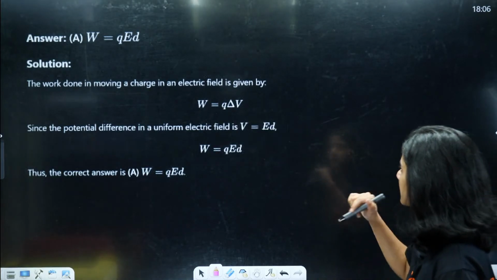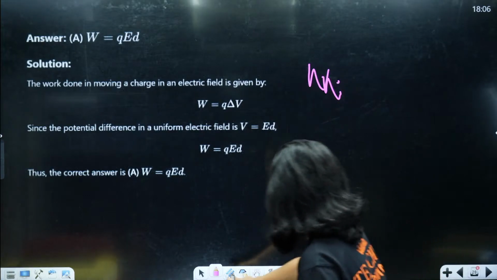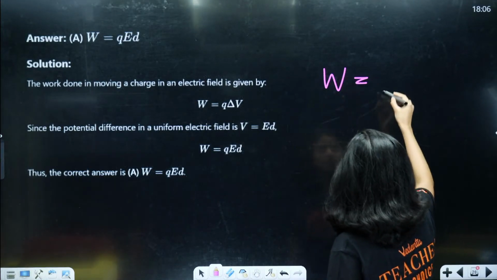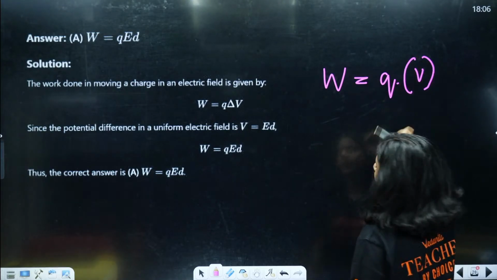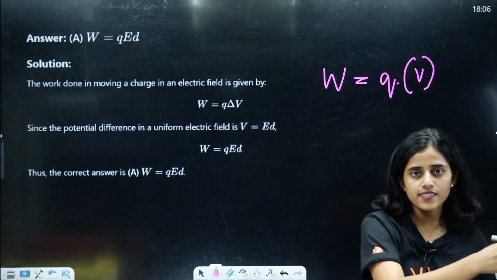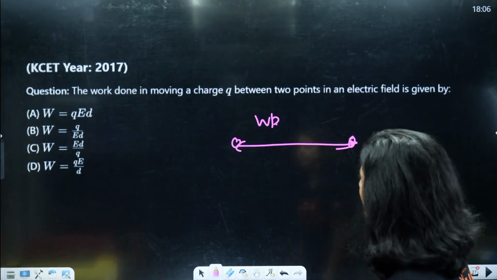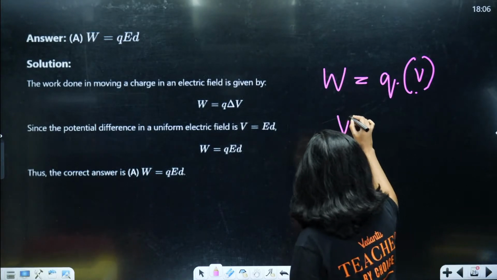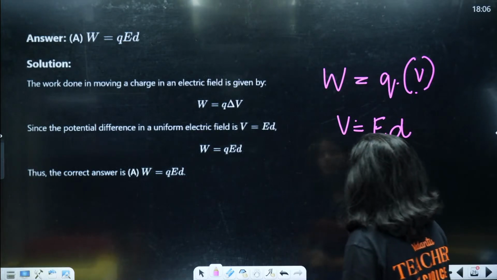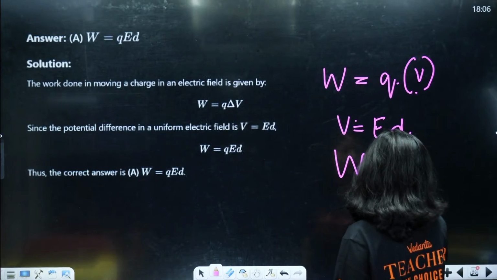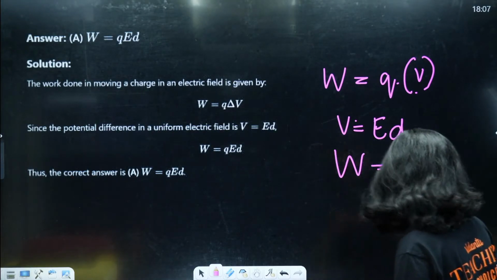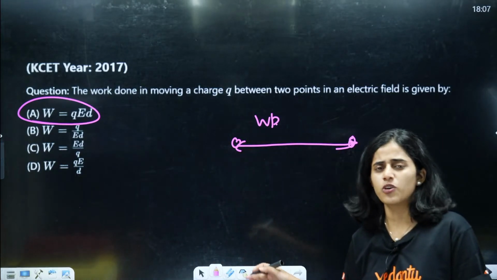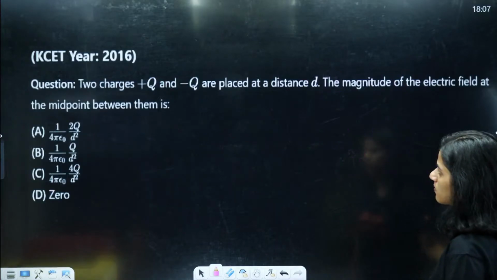So let's say work done is basically q times your potential. So if you're bringing a charge from somewhere else, does it say in an electric field? Okay, that's all. This is just a direct question. Work done is q times v, and v is what? Your electric field into d. So substituting that here, what would it become? Q E D. So the answer would be, where is the option? Yeah, option A. Yes. This is just a basic formula, a basic question. Let's move on to more complicated questions.